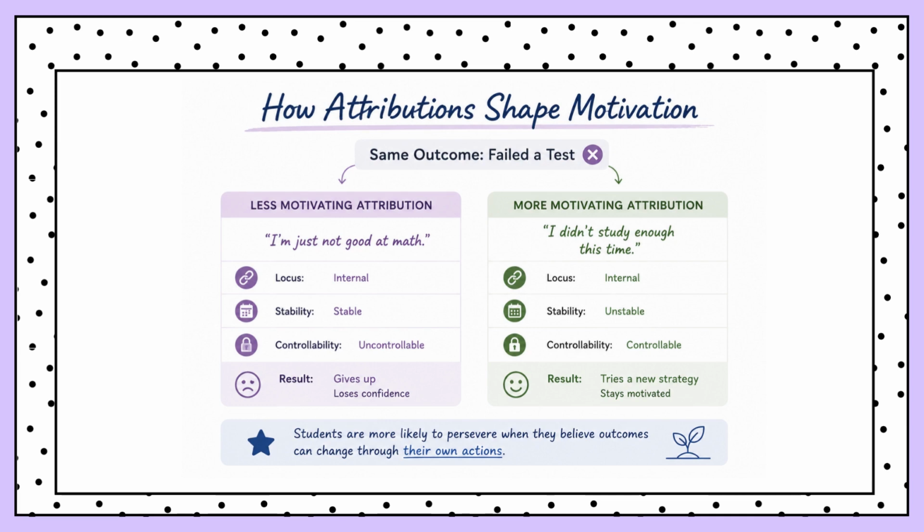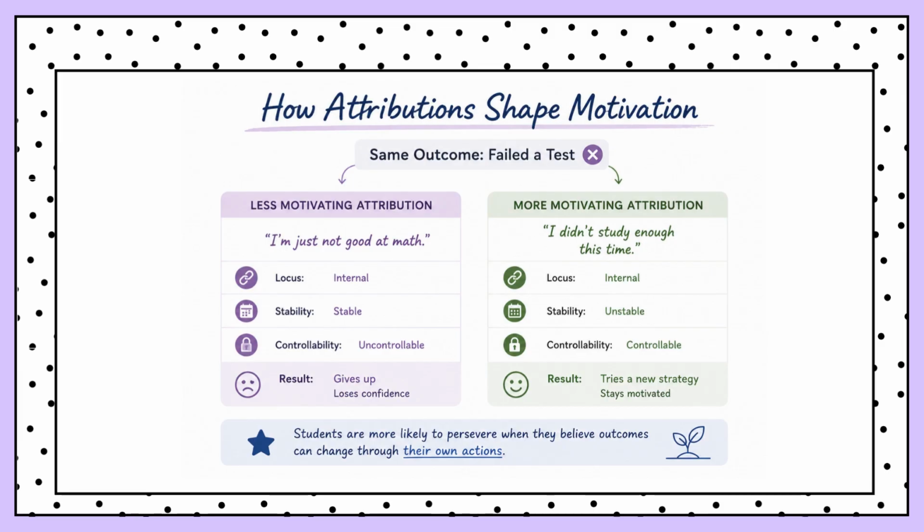get difficult. Now think about another student who says, "I didn't study enough this time." They still take responsibility for the outcome, but they also recognize that it's something they can change. Instead of giving up, they're more likely to adjust their study habits, ask for help, and try again the next time. The difference isn't the test score, it's the explanation.